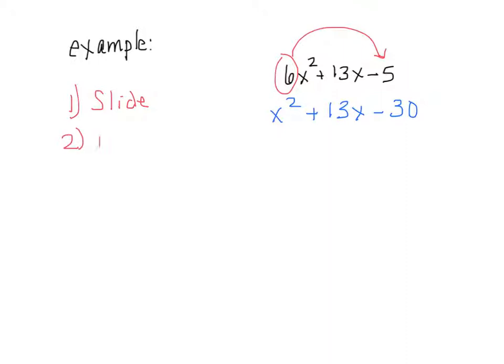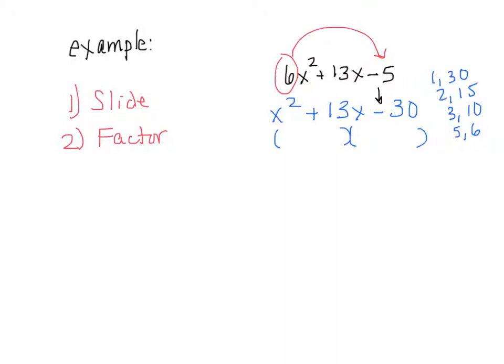Step number 2 was to factor. We know how to factor these trinomials easily when that leading coefficient is a 1. So we think about our factors of 30. Our options are 1 and 30, 2 and 15, 3 and 10, or 5 and 6. Knowing that there is a negative sign right here, we know that one of our terms has to be positive, one has to be negative. So which one of these options is going to give us a 13?